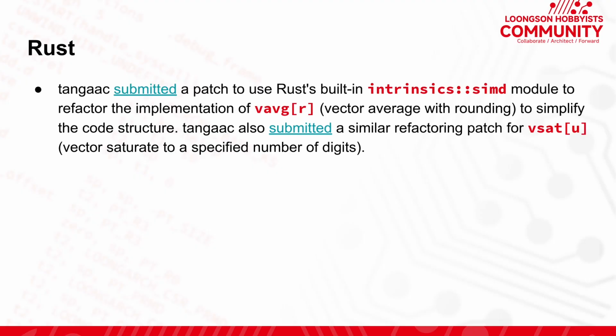And when it comes to Rust, Tang AAC submitted a patch to use Rust built-in intrinsic SIMD module to refactor the implementation for vector average with rounding to simplify the code structure. He also did the same to vector saturate to a specified number of digits operation. So this is really just code refactoring and cleanup.